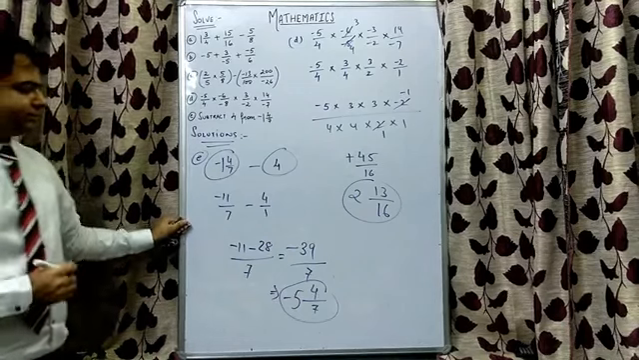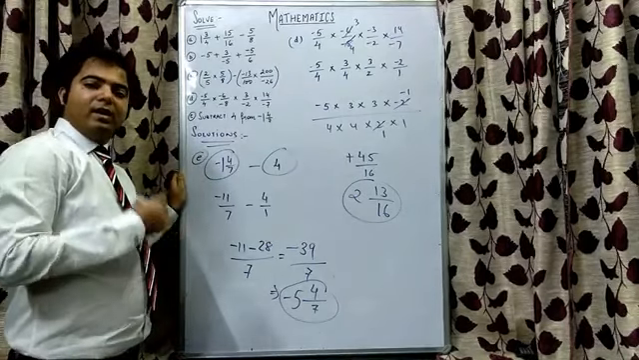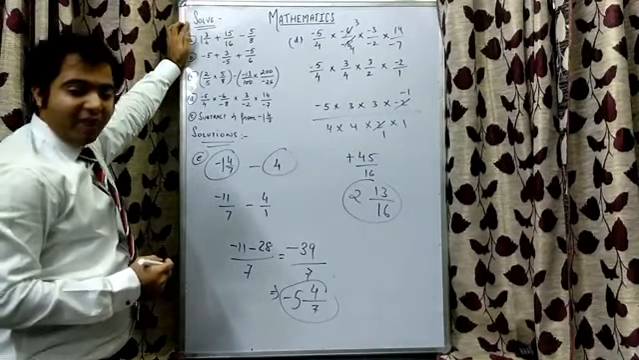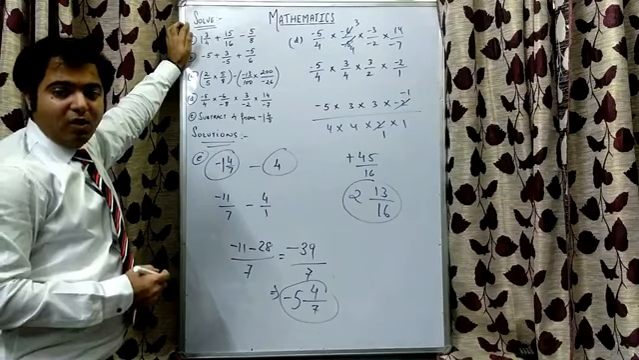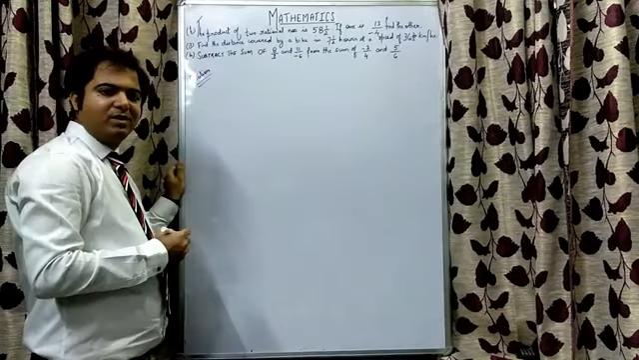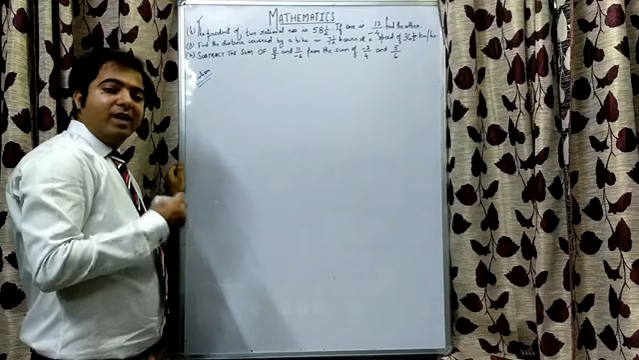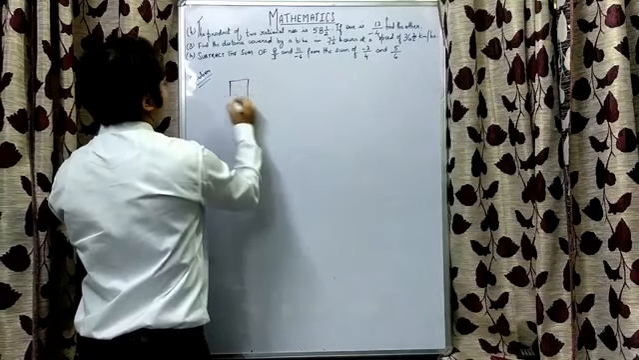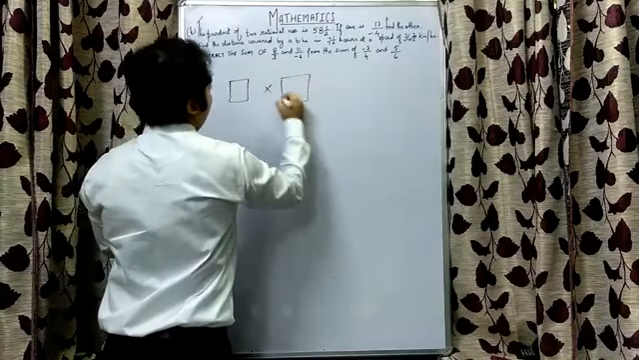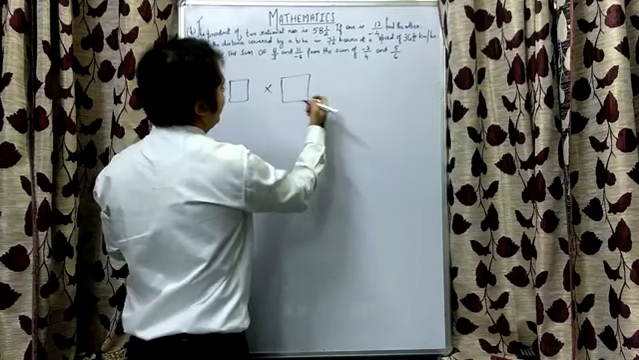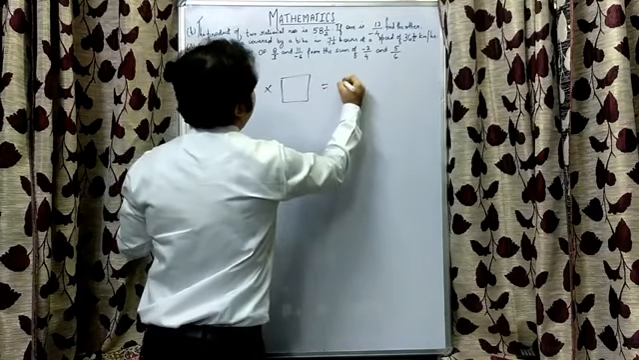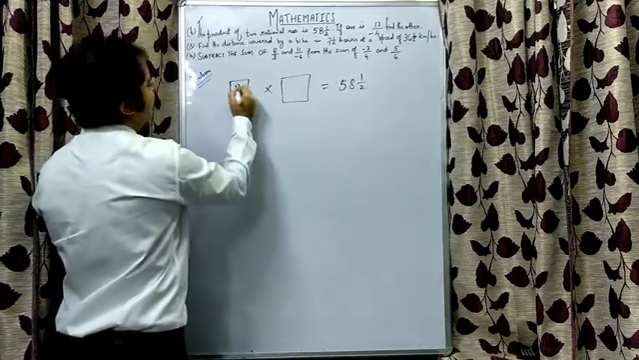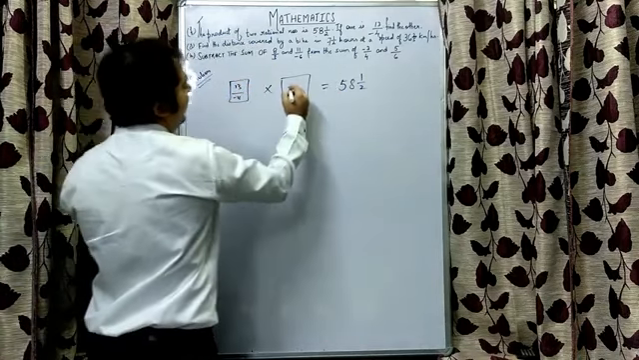right? In exam, children, the same type of questions can be asked under the heading simplify, evaluate, or solve. The next question says the product of two rational numbers, there are two numbers and they are having multiplication sign in between, and the product is 58 1 by 2. If one of them is 13 by minus 4, find the other.